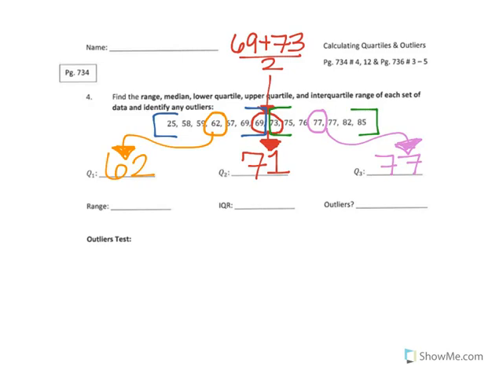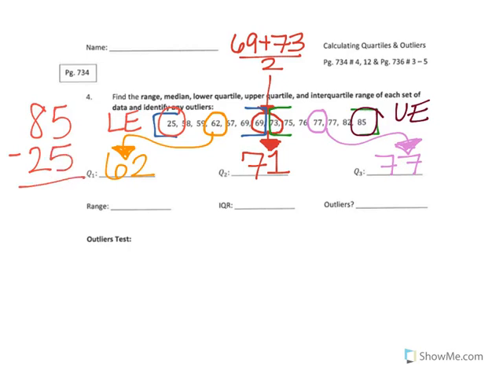Okay, now for the range. Range is always the largest number in your list, also known as the upper extreme, subtracting the lowest number in your list, also known as the lower extreme. So to figure out the range, you are going to take 85 and subtract 25, and you should get that your range is 60.